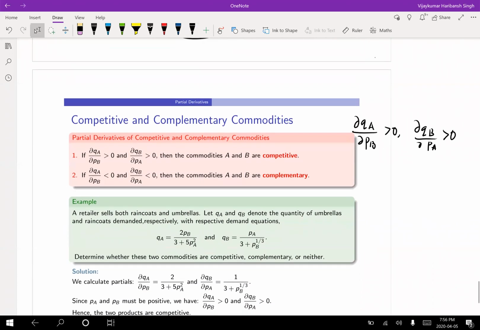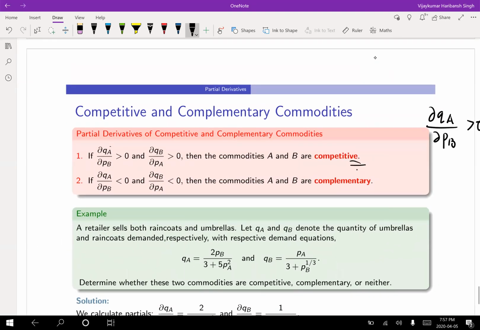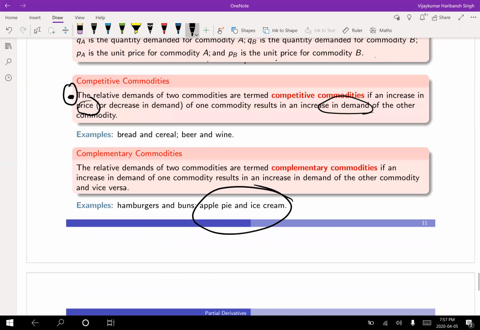So if you reframe that as a partial derivative, you have the partial derivative of QA with respect to PB greater than 0, and the partial derivative of QB with respect to PA greater than 0, then the commodities are basically competitive. Now let's read this again. What does it mean? It means that if PB is increasing, QA is also increasing. Or if PA is increasing, then QB is also increasing. That's what it means by competitive, as mentioned here.